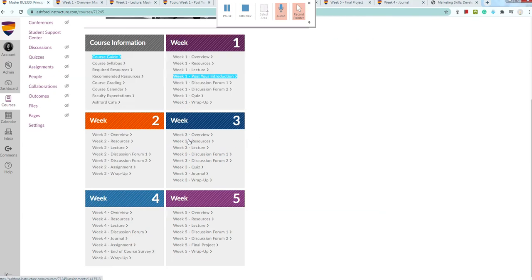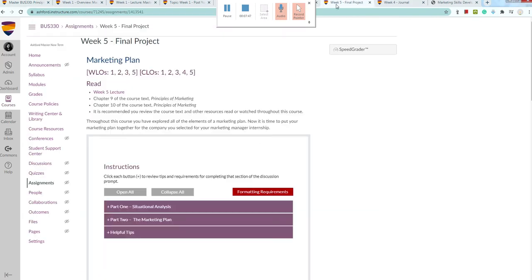I would also like to take some time and talk about the final project in this course. The summative assessment or the final project for BUS 330 is writing a marketing plan. But the students start working on their plan from week 1. In week 1, they assume they have accepted an internship from one of these companies that are listed here.